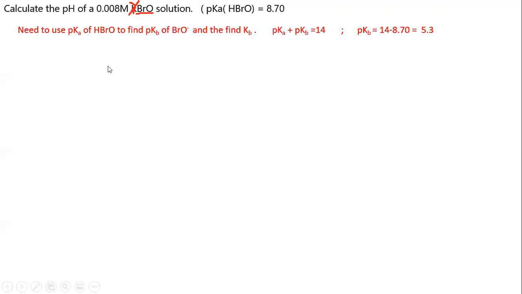And so what we know is we need to find the pKb from the pKa, and then we can find the Kb. So we know that pKa plus pKb equals 14, just like pH plus pOH equals 14. So we know the pKa, we can subtract it from 14 and find the pKb, so 5.3. And again, the lower the pKb is, the stronger the base, just like the lower the pKa is, the stronger the acid.